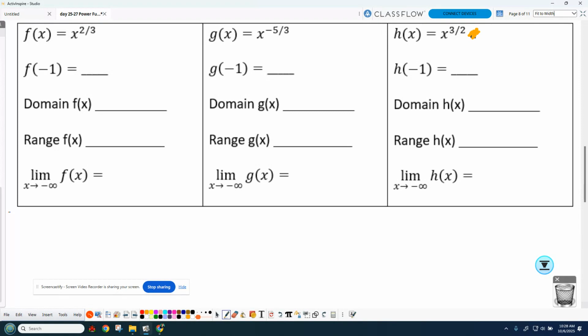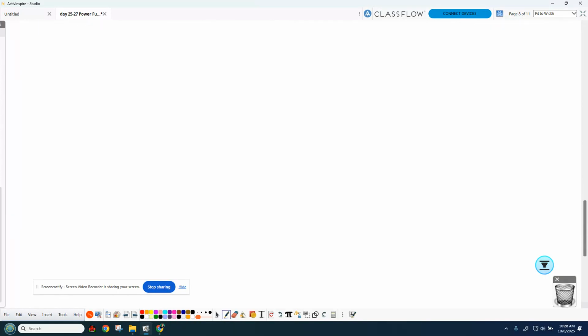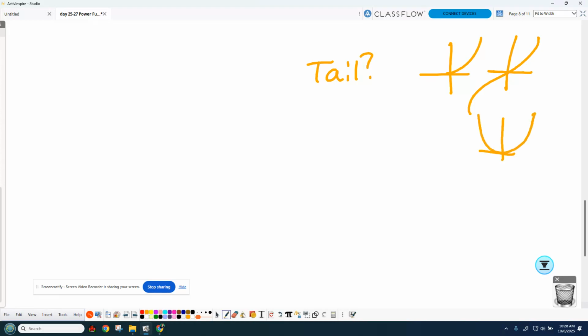Someone just said, how do we know if there's a tail or not? Lucia, how do we check if there's a tail? How do we check if the function is like this, this, or this? You can see if the denominator is even, then there's no tail. And if it's odd, then there's a tail.